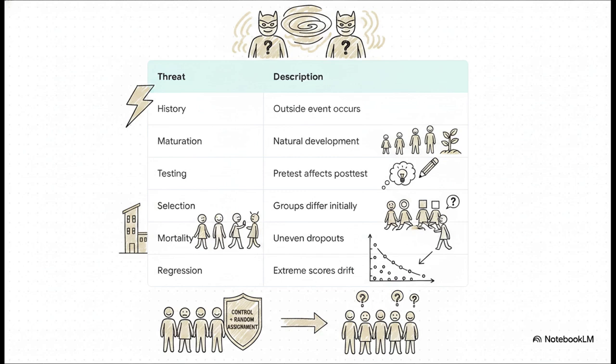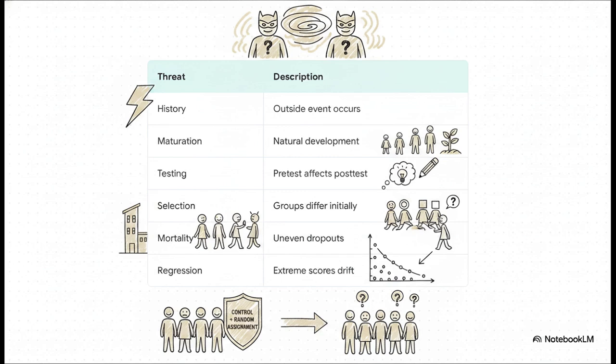First, history. That's when an outside event happens during the study and alters the outcomes. Or maturation, participants naturally developing or just getting smarter over time anyway. Then there's testing, where simply taking a pre-test makes someone better at the post-test. We also have to watch out for instrumentation, like if the scorer or the test itself changes mid-study. And selection, meaning your groups were just fundamentally different right from the start. Oh, and we definitely can't forget mortality or attrition, when participants drop out unevenly, leaving biased groups. Finally, regression to the mean, where extreme scores naturally drift back toward the average on a second test.